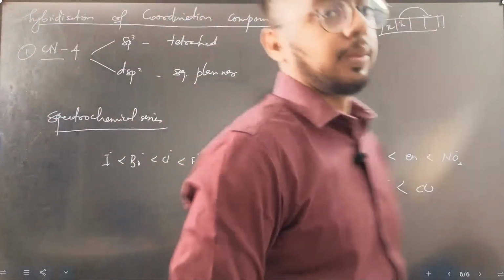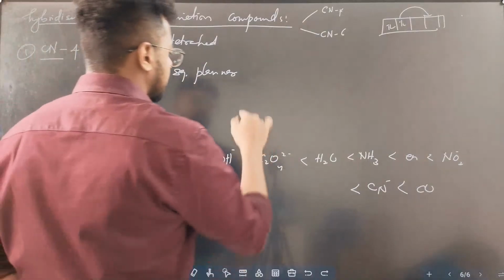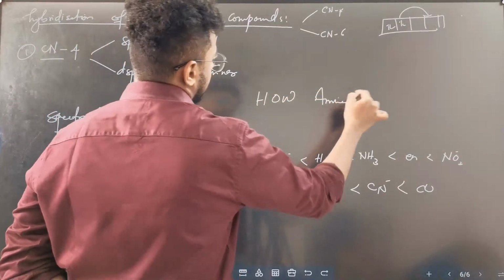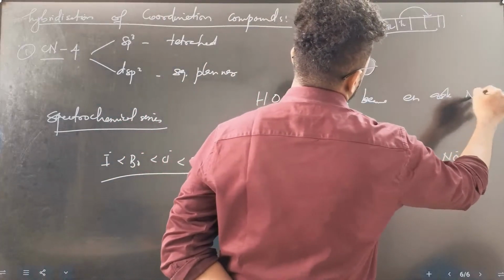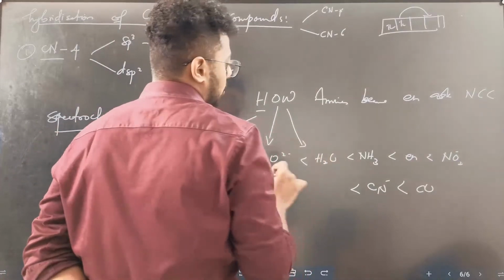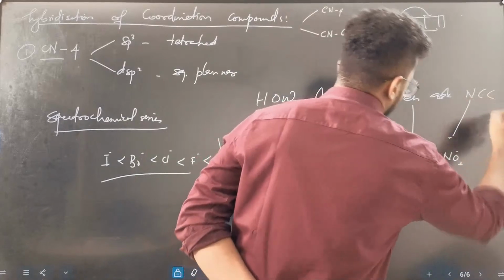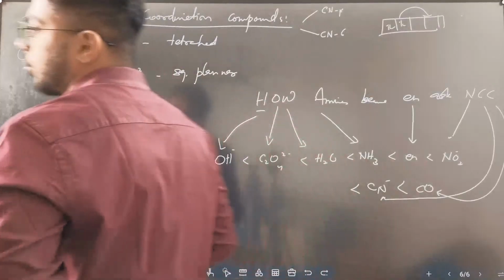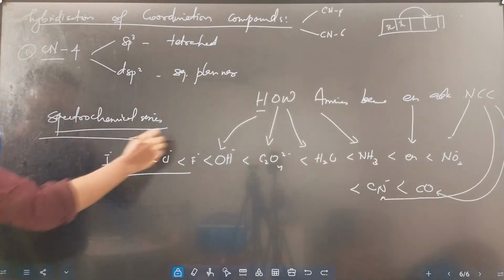The easy way to memorize it is just a mnemonic. Halogens, then H is for hydroxide, O for oxalate, W for water, A for amine, En for ethylene diamine, N for nitro, C for cyanide, and the other C for carbonyl compound. How does amine become ethylene diamine? Ask NCC. This is just a mnemonic to memorize the spectrochemical series.